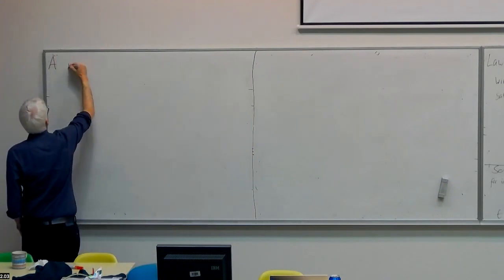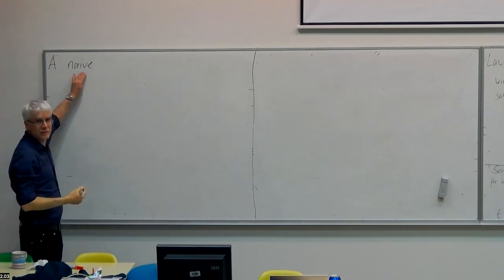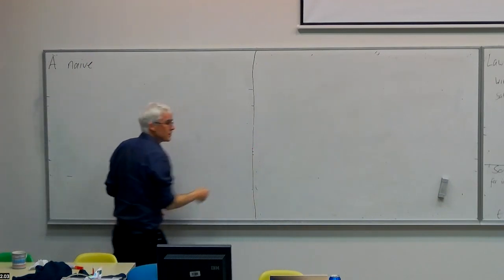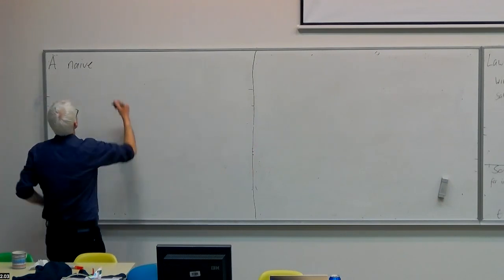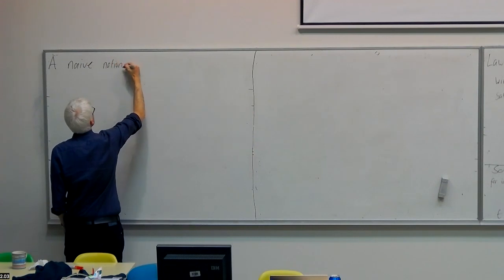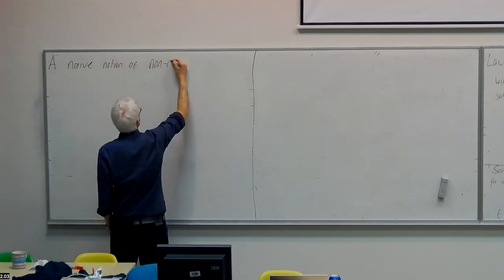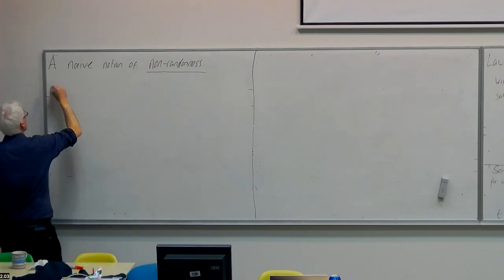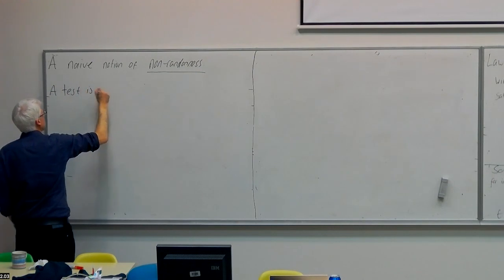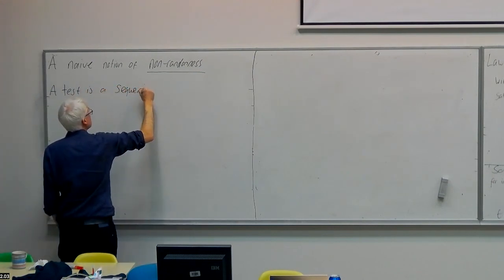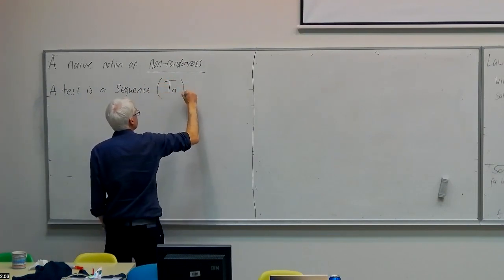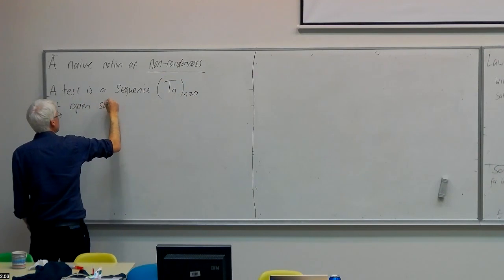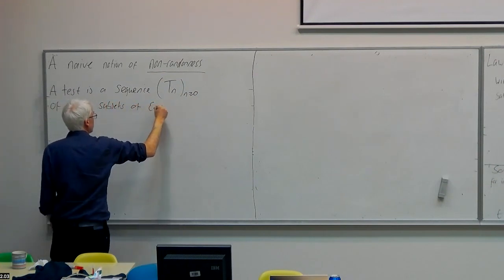So, a naive notion. Being naive is being a bit innocent about things, doing something in a way that's not taking into account the full realities of the situation. So a naive notion of a non-randomness test, a test for non-randomness: a test is a sequence T sub n of open subsets of the set of infinite sequences.